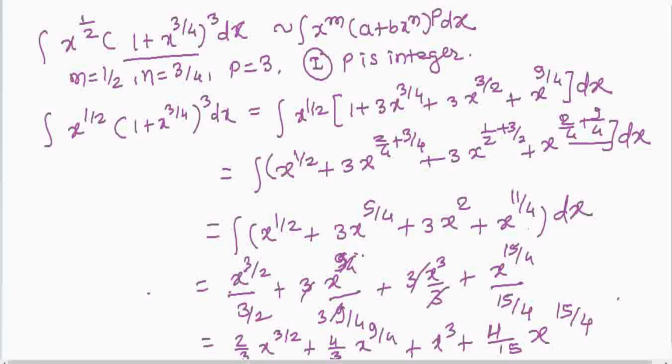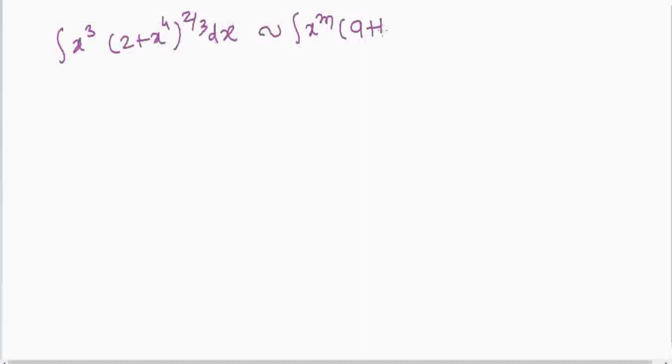So this is the case how we can apply the first case of the irrational integration algebraic expression. Now let us consider the integration of x cube into (2 plus x raised to 4) whole raised to 2 by 3 into dx. Let us compare this with x raised to m into (a plus b x raised to n) whole raised to p into dx. We get here m equal to 3, n equal to 4, and p equal to 2 divided by 3.